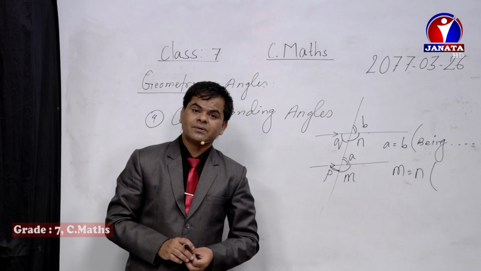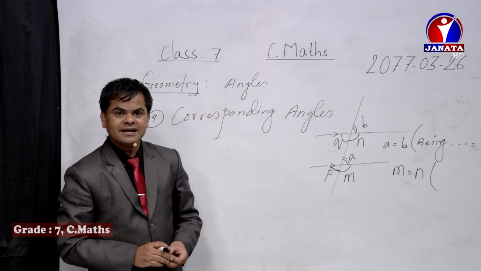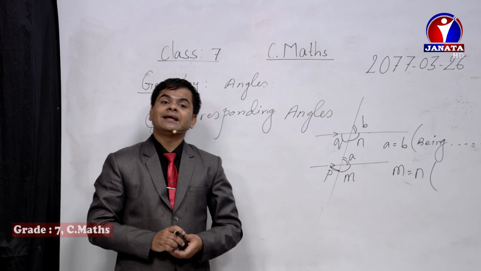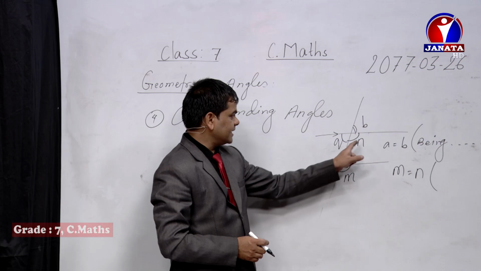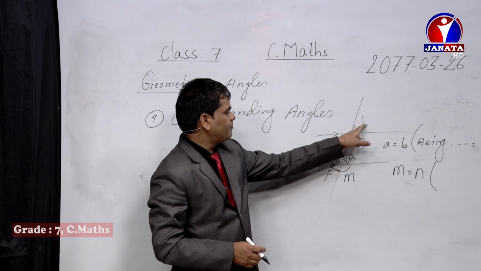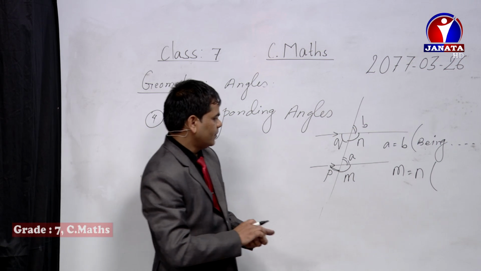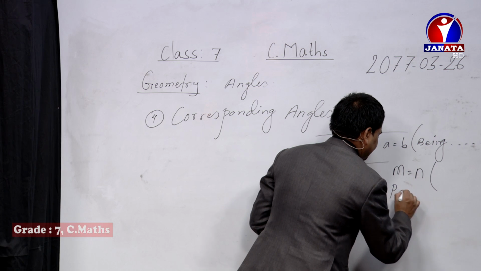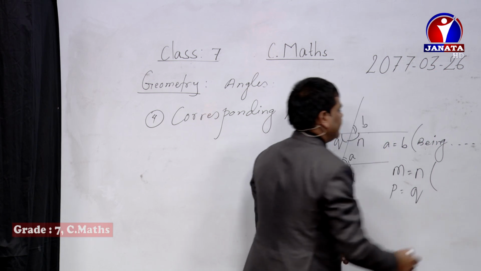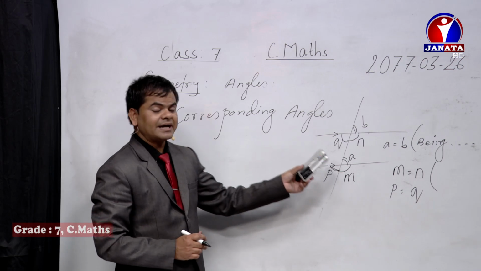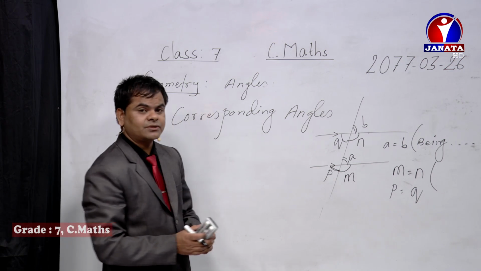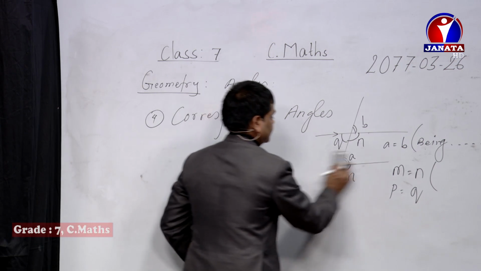What is the relation of corresponding angles? If somebody asks, at that time you need to say they are always equal. So M equals N, A equals B, and P also equals Q, being corresponding angles. You can write here: being corresponding angle. Regarding this concept, I am going to present some questions so that you will do them after this.